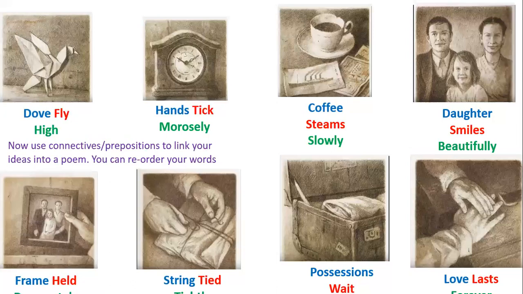So the dove flies high, the hands tick morosely, the coffee steams slowly, the daughter smiles beautifully, the frame is held desperately, the string is tied tightly, the possessions wait patiently, and the love lasts forever. Just putting all those sentences together will create quite a beautiful poem.